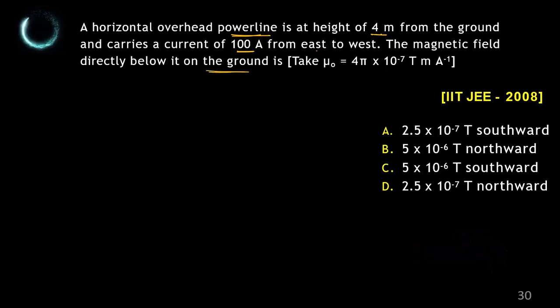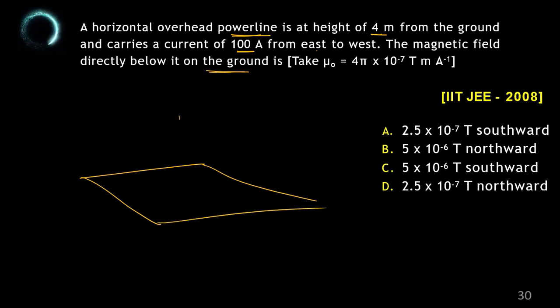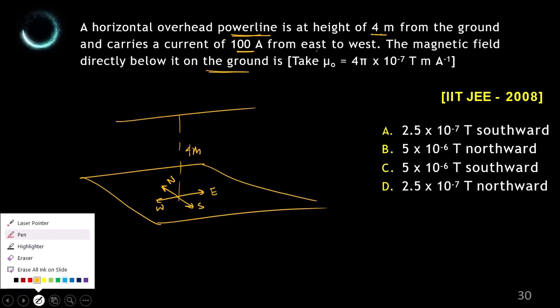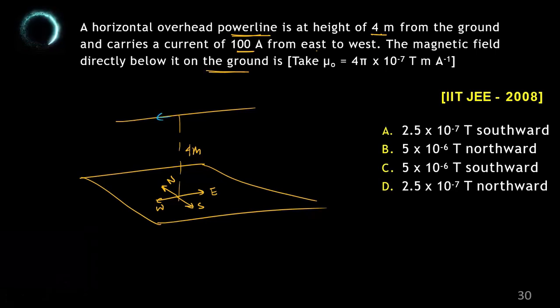Let us say this is our ground. At a height of h, equal to 4 meters from the ground, a wire is there and the wire is carrying the current from east to west. So this is the direction of east, this is north, this is south, and this is west. So east to west means in this direction the current is flowing. So this is the I value.